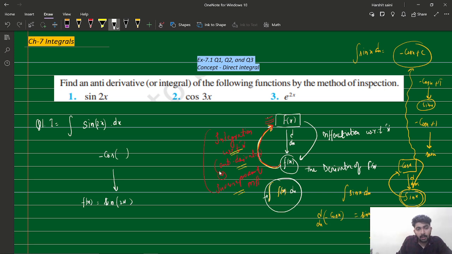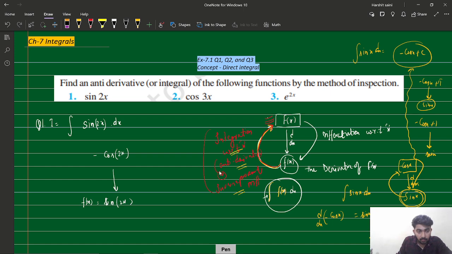And one more thing: the differentiation of minus cos is sine. The argument should be 2x, but you can observe that if you differentiate minus cos 2x, we get sine 2x into 2 by the chain rule. Clear? But here only sine 2x is there, so we need to remove that extra part also.